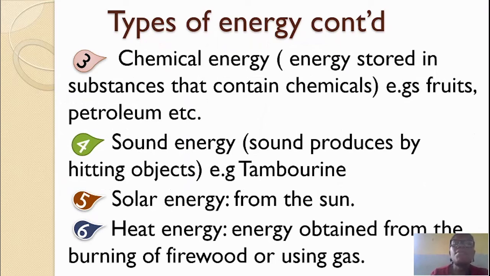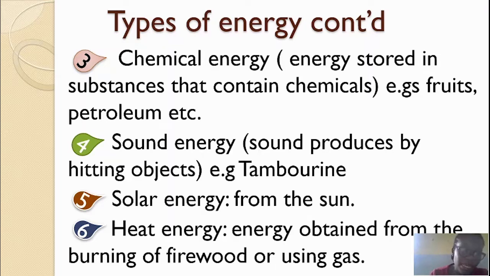Now the next one is the chemical energy. Where do we get chemical energy from? They are gotten from stored substances that contain chemicals. Examples are fruits, like unripe fruits. Let's say unripe mango contains chemical energy. Then we have the petroleum, like your kerosene, your petrol, your diesel. They are all under petroleum, isn't it? So these are examples of chemical energy.